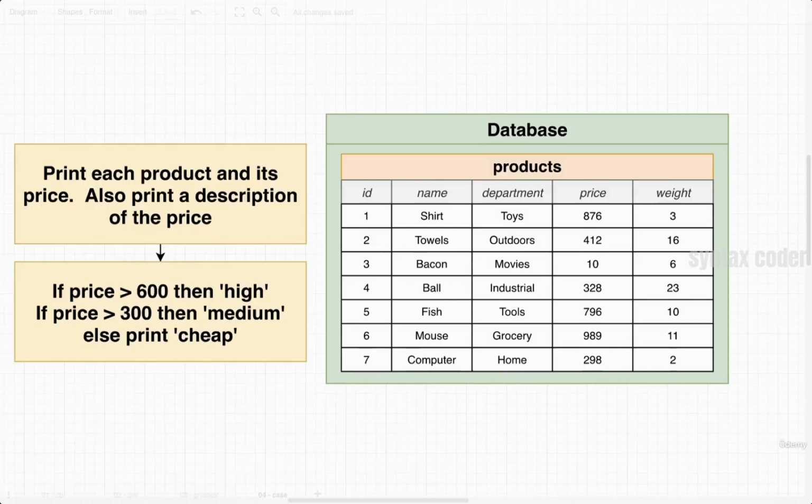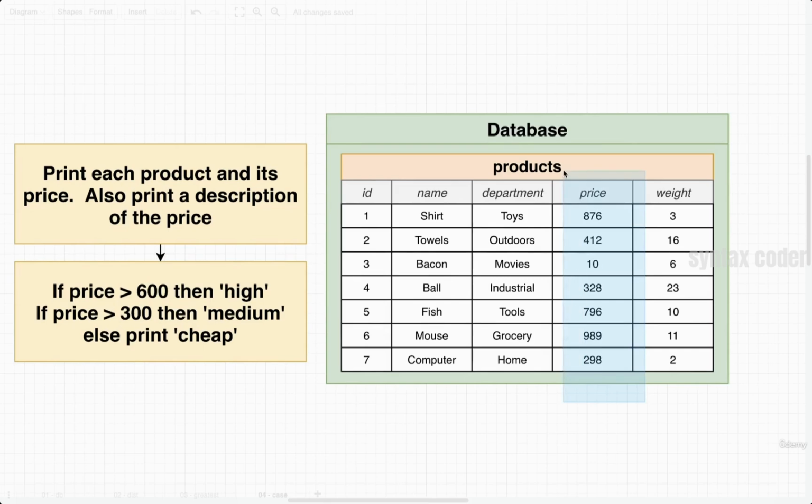Let's take a look at another new keyword. So for this new keyword, we're going to first start off with a little problem here. I want to try to print each product's name and its price. And then in addition to those two columns, I also want to print a description of the price. So the rules for printing out the description of the price are going to be if the price is greater than 600, I want to print out high. If it's greater than 300, medium. Otherwise, I want to just print cheap.